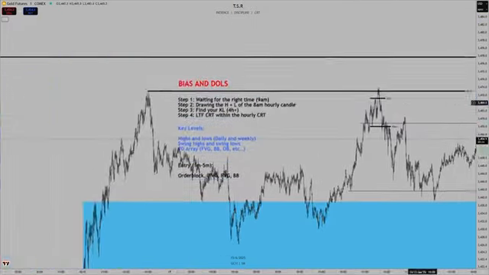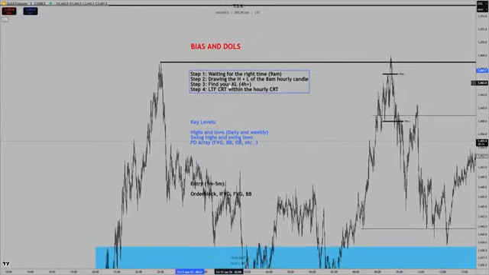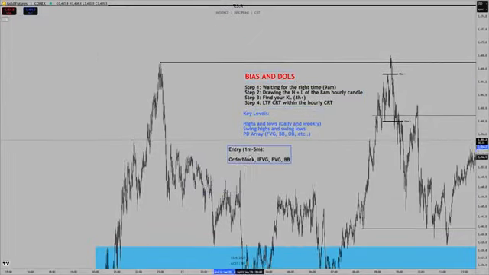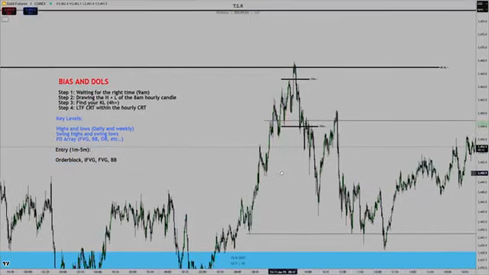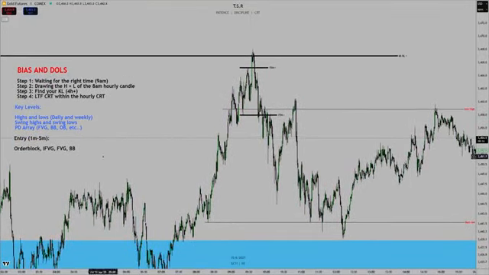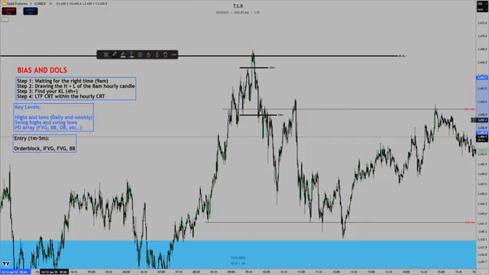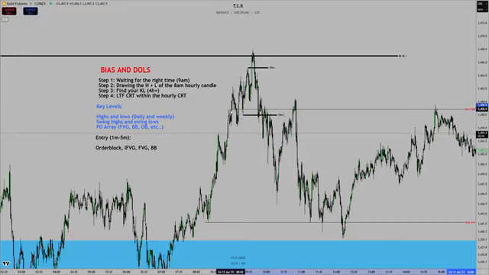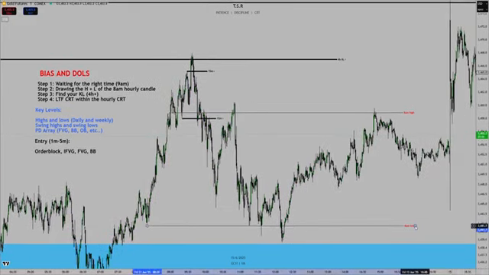Let's do it like this. All right. So what do we notice here? As price is taking out that 15-minute CRT high, we tap into the 4-hour key level. I'm just adjusting everything here to make it look pretty for you guys. Doesn't really matter, but whatever, it is what it is.